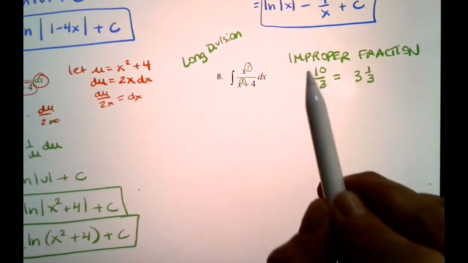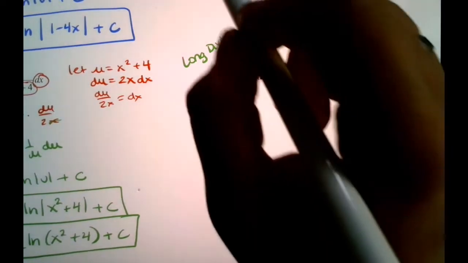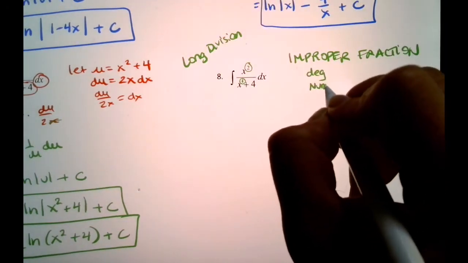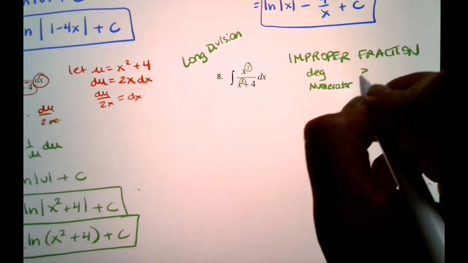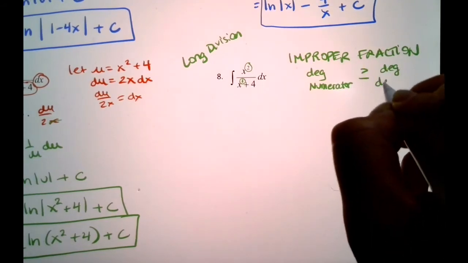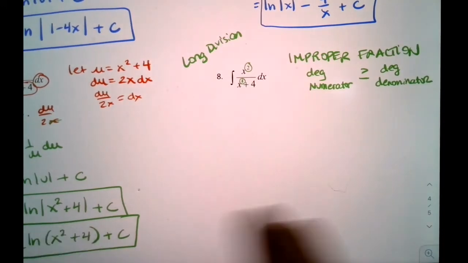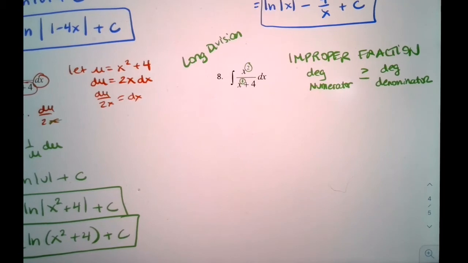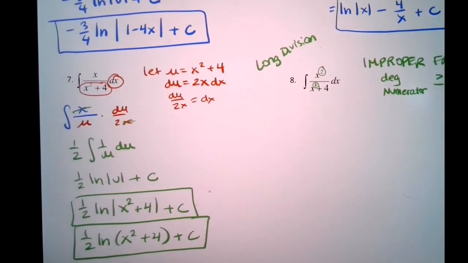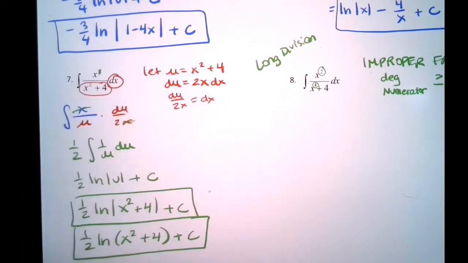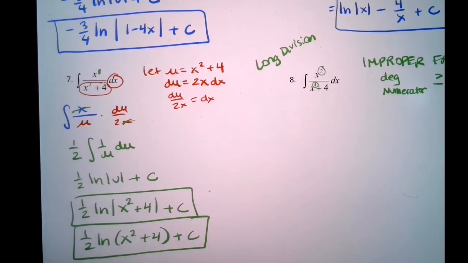An improper fraction happens when the degree of the numerator is greater than or equal to the degree of the denominator. Okay, so let's just slide left here. See how example 7 was proper? The degree in the numerator was 1 and the denominator was 2, so that's an appropriate fraction. I was able to integrate that just by using my new trick of letting u be the whole denominator, and I worked it out. But number 8 is improper.